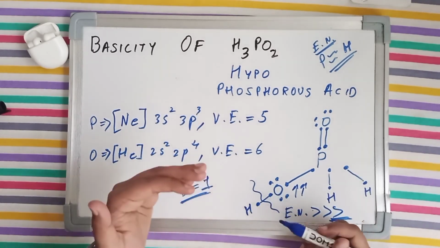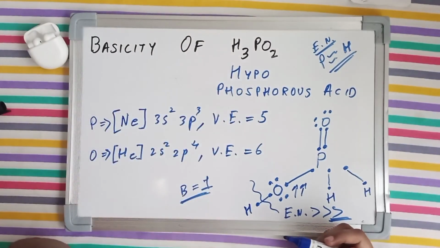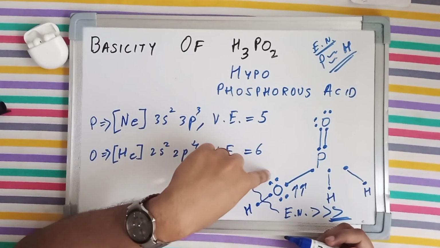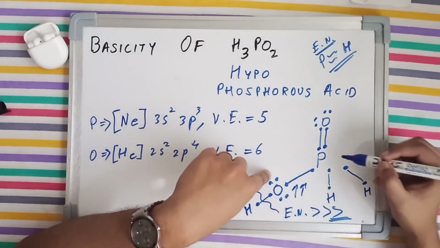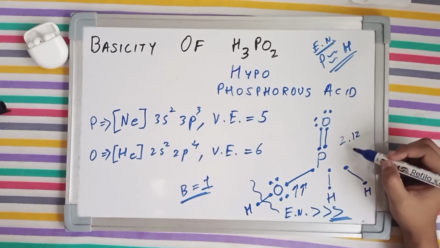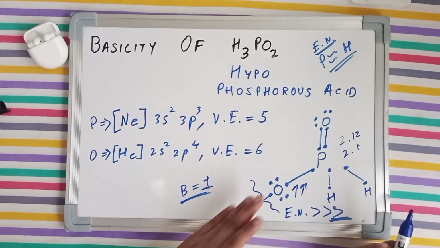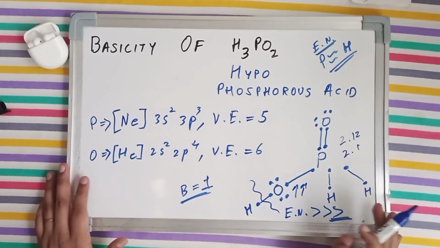Hydrogen has an electronegativity value on the Pauling scale of 2.1, and oxygen has 3.5, whereas for phosphorus it is somewhat 2.12 or something like that, and hydrogen has just 2.1. So due to this, the electronegativity difference is very large. So our basicity will be 1.